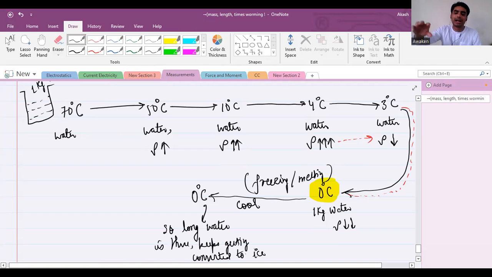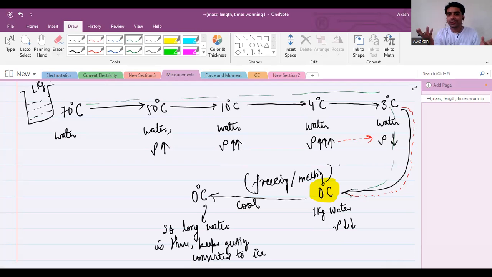So now you see, I kept on reducing temperature from 70 degrees to 50, to like this. I came till 3 degrees, then I came till 0 degrees. I came to 0 degrees, which means it's still water at 0 degrees centigrade. Now, if you further reduce the temperature, how can you reduce the temperature?